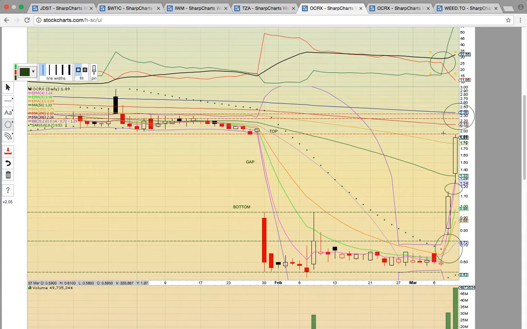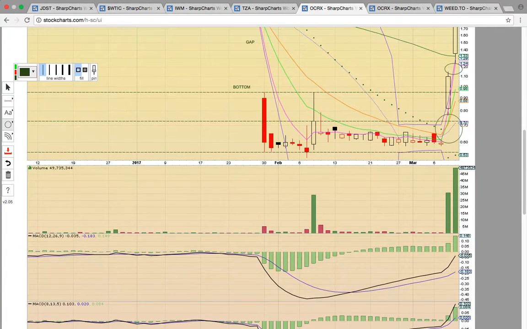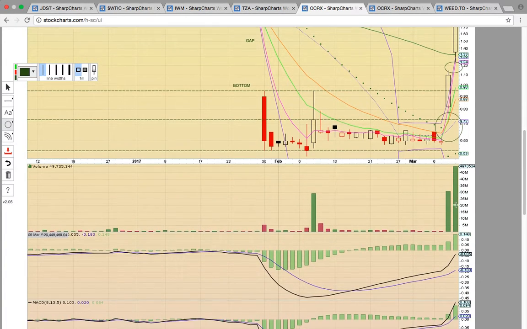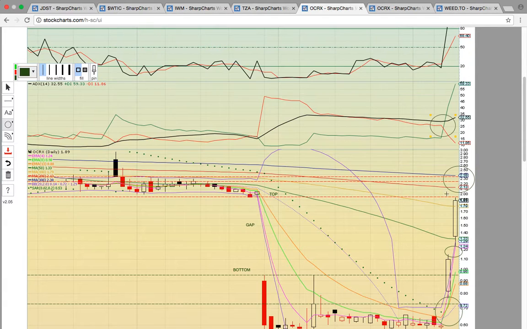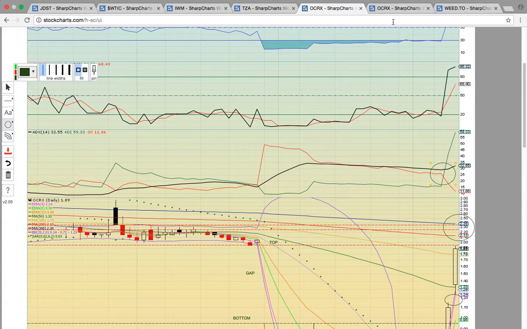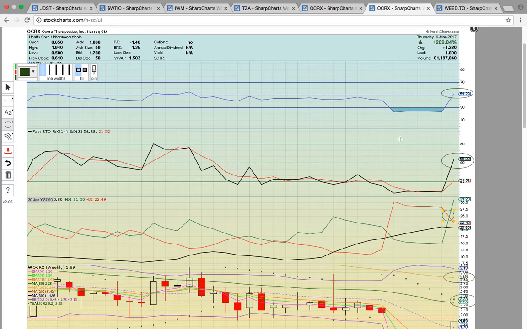If it can break higher above the top of the gap, then the 200-day simple moving average at 213 is the key level to break, and the 300-day simple moving average at 238. There's been big volume behind the move, and a parabolic SAR bullish flip. So let's look at the weekly chart for OCRX.